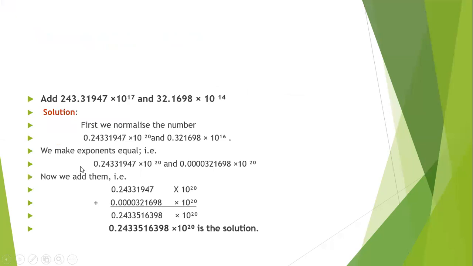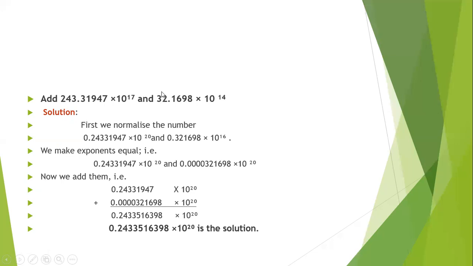Second, add 243.31947 into 10 raised to 17 and 32.1698 into 10 raised to 14. These are the two numbers given. According to the steps, first we convert the numbers into the normalized floating point form. The first number is 0.24331947. These three digits are transferred to the right side of the decimal point, so the exponent increases, that is 17 plus 3, giving 10 raised to 20.